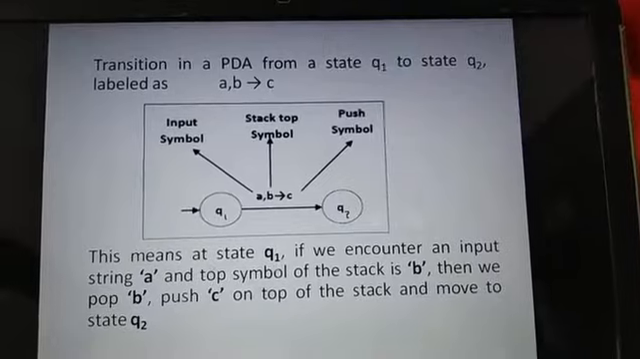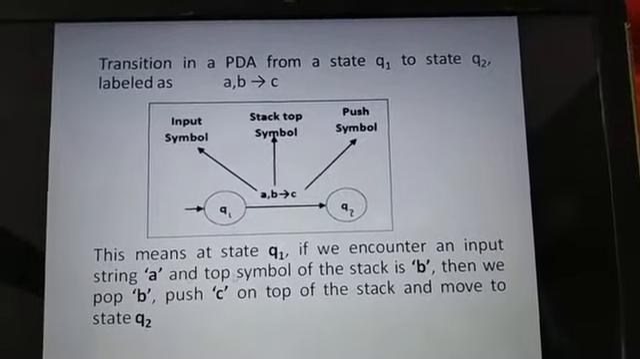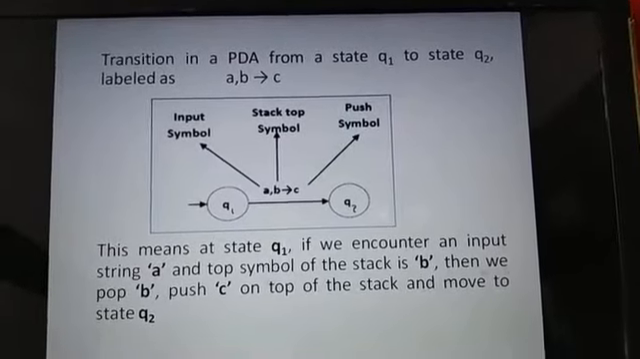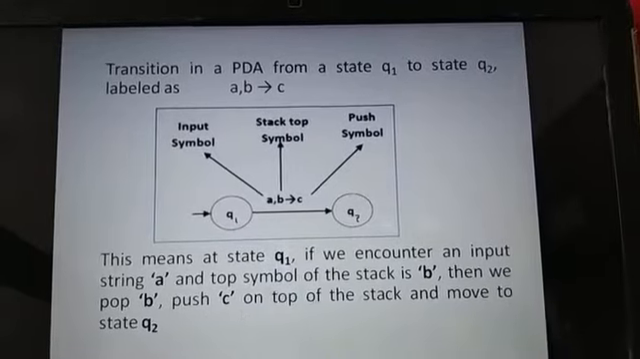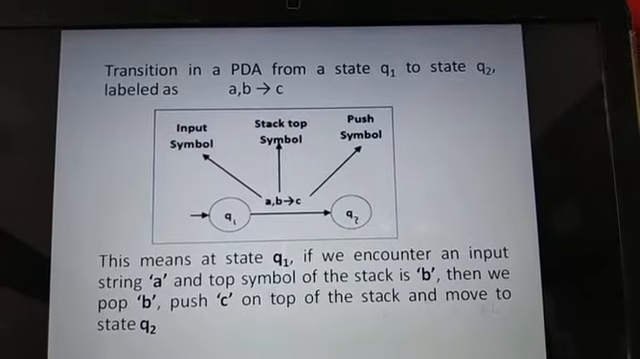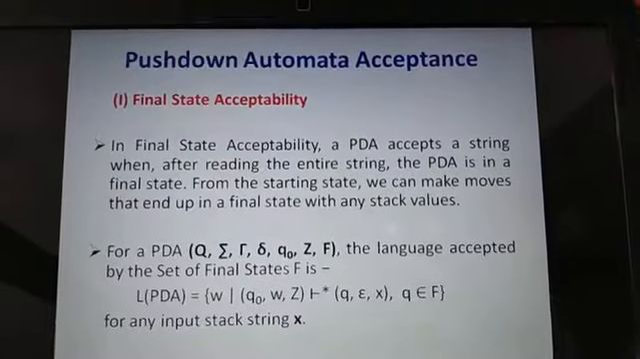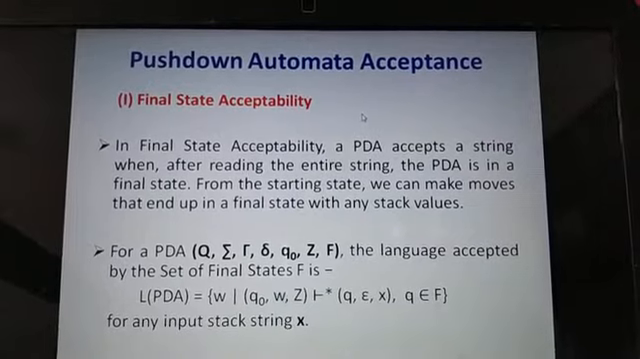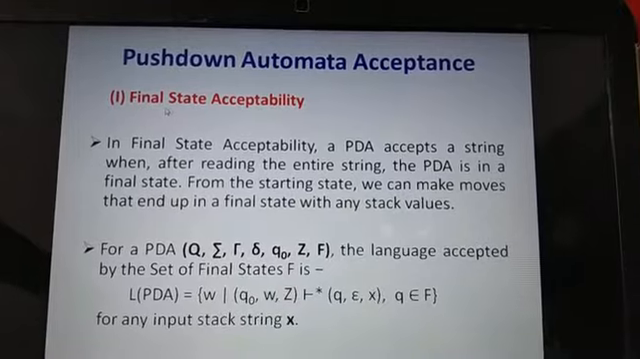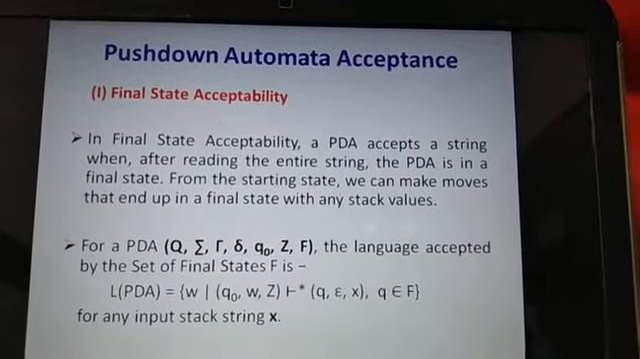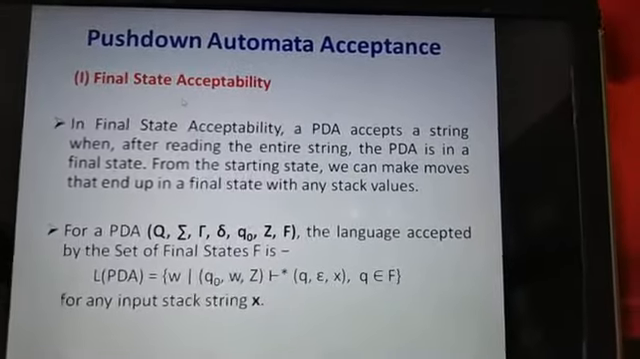This means that at state Q1, if we encounter an input symbol A and the top symbol of the stack is B, then we pop B and push C on the top of the stack and move to state Q2. Push down automata acceptance. Now there are two types of acceptance. One is final state acceptability and the other is empty stack acceptability. Now first we see the final state acceptability.